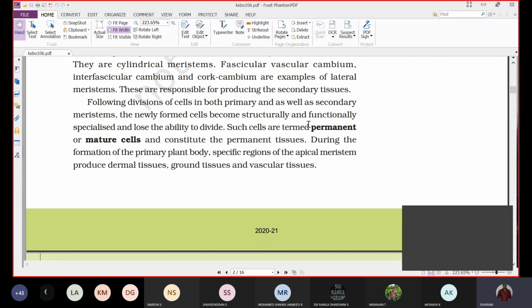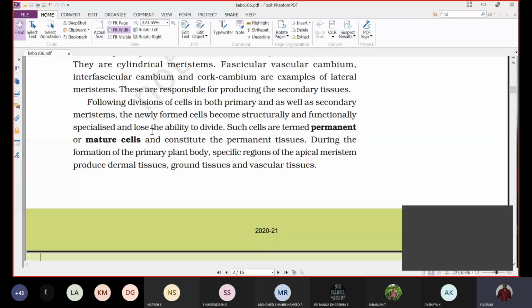In the plants which are not showing secondary growth, we don't find this lateral meristem or secondary meristem, because they are responsible for the formation of secondary tissues which are involved in secondary growth. So that's why those plants which have a woody axis, those plants only will show this lateral meristem.